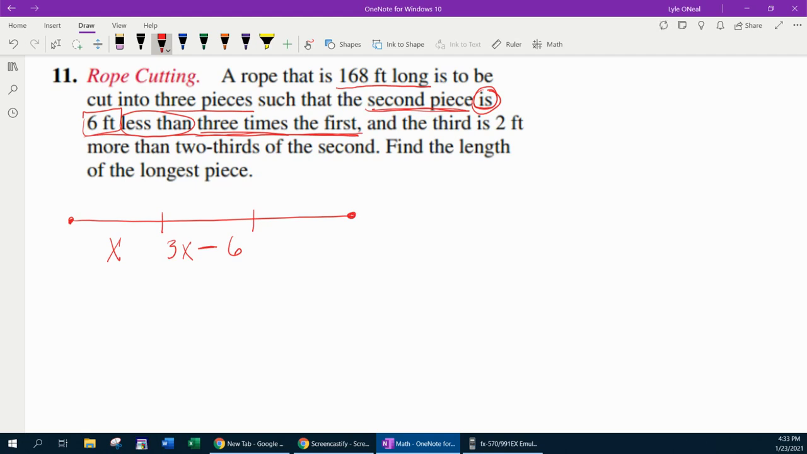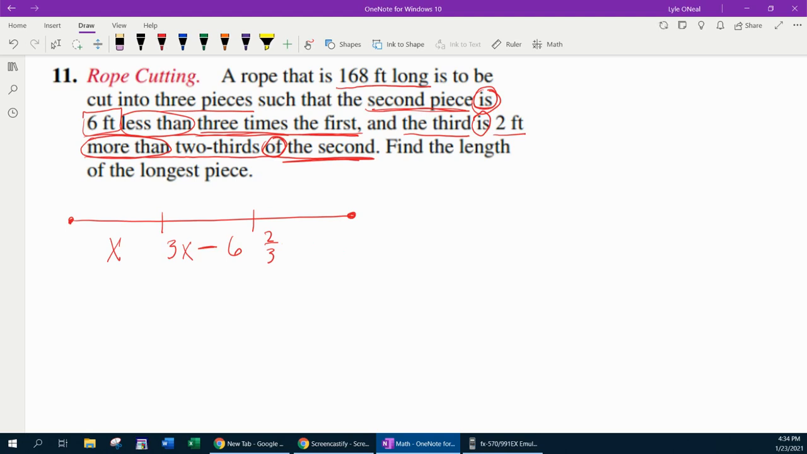Now, the third piece is 2 feet more than 2/3 of the second. Whoo! Let's translate that. 2 feet more than. More than means add, and that means we're going to be adding 2 to something. 2/3 is a fraction. The word of in math means times. And what are we going to multiply 2/3 times? The second piece.